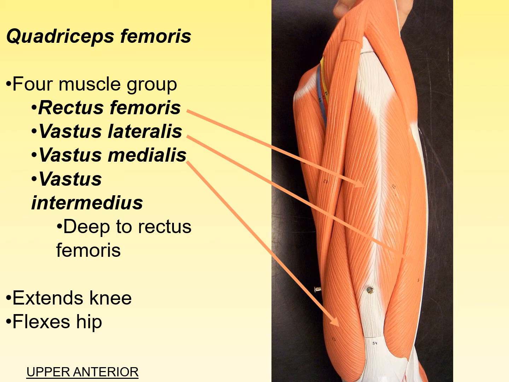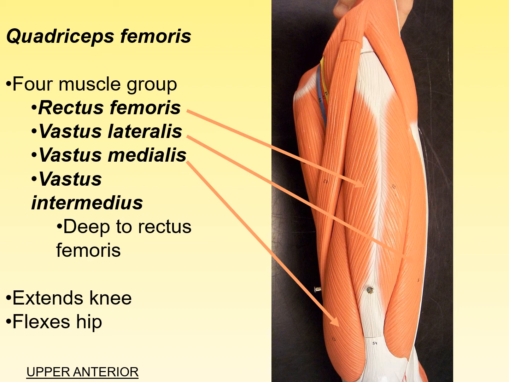If you know the location of the muscle, you know where the points of origin and points of insertion are. When that muscle contracts, you should be able to figure out what type of movement you are going to observe. So we're going to start with the quadriceps femoris, this four muscle group. It contains the rectus femoris, vastus lateralis, vastus medialis, and the vastus intermedius, which is deep to the rectus femoris. The movements here help to extend the knee and flex the hip.